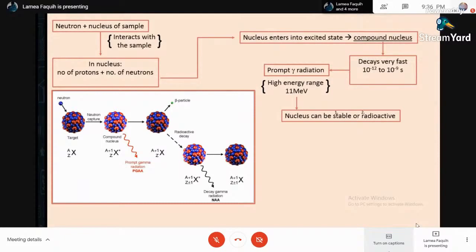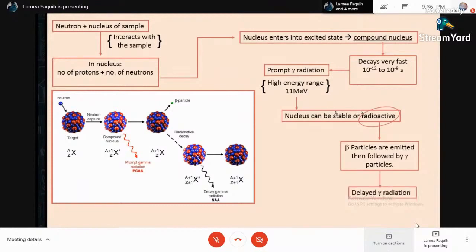If the nucleus is a radioactive nucleus, then usually the beta particles are emitted first, and then slowly after the beta particles, the gamma particles start to get emitted. Because of the delay in the gamma particles, this is known as delayed gamma radiation, and overall I call this my delayed gamma ray neutron activation analysis. That is basically DNAA, you can call it.